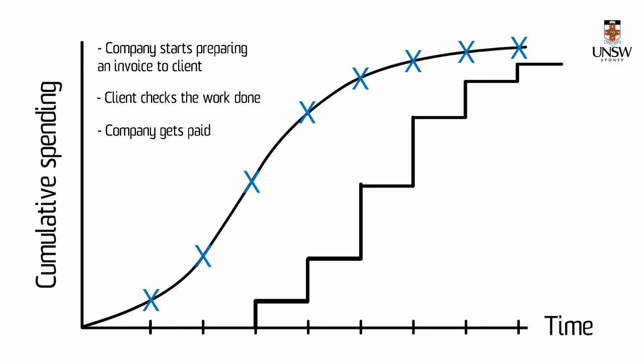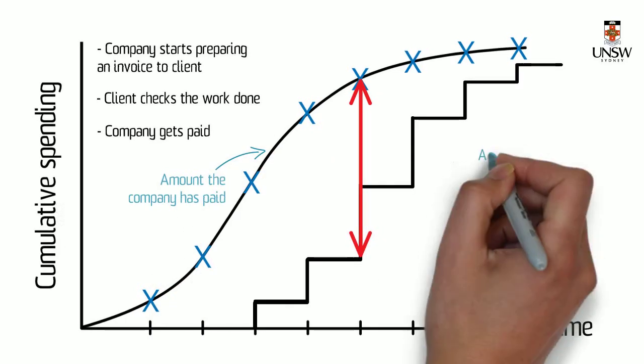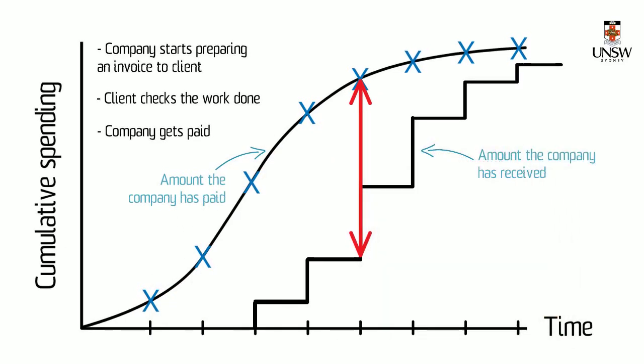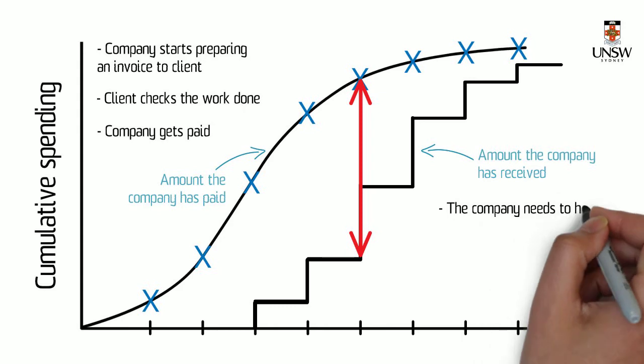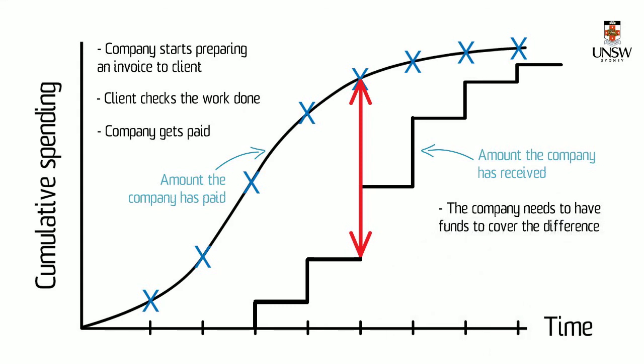Now, the issue for the contractor is this gap between the two lines. What's happened here is that the contractor has paid the top amount of money, but has only received the bottom amount of money. Now, this difference could be a lot of money. The example here is a short project, so the difference is a large percentage of the total project value. In longer projects, the difference will be a smaller percentage of the total project value. The point is, the construction company needs to have that much money.